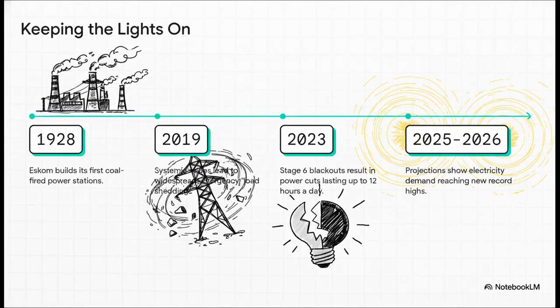Because that system, well, it's fragile. It started growing nearly 100 years ago. But by 2019, the strain became too much, and it led to these rolling blackouts they call load shedding. By 2023, the situation was absolutely critical. I mean, can you imagine power cuts for half the day, every single day? And the scary part is, the demand is only projected to keep growing.